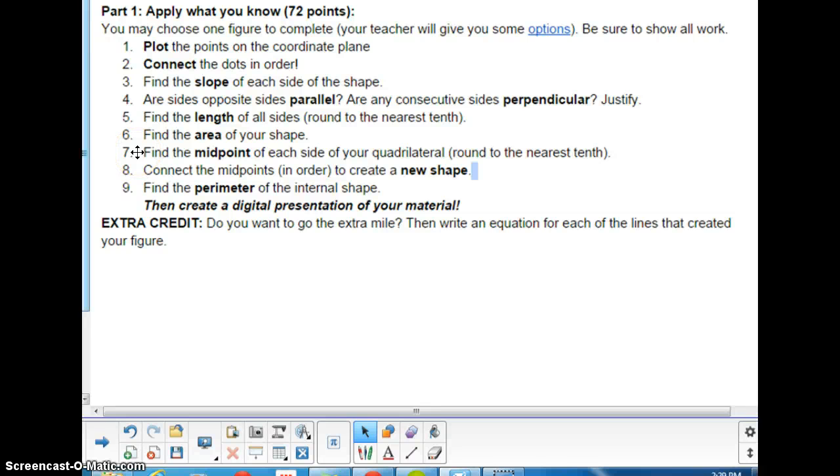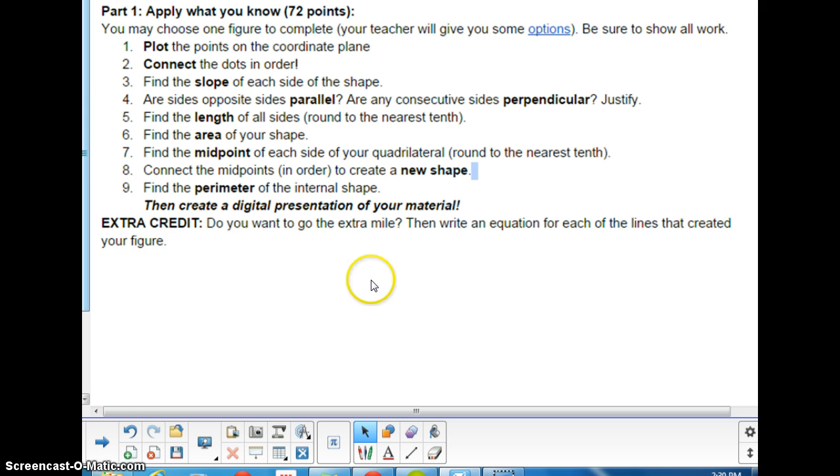Again, round to the nearest tenth. Now these 4 midpoints, we want to make a new shape. So connect the 4 midpoints to create some new quadrilateral. And lastly, you'll find the perimeter of the internal shape, the new shape that you made in 8. Then, once you've done all that work, you'll create a digital presentation of your material. Remember, you can use any digital format.